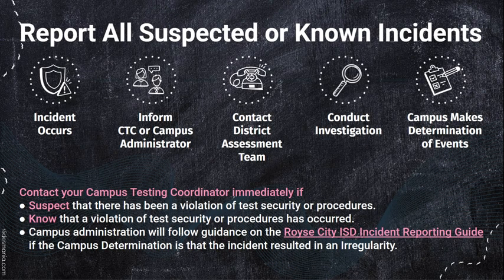Contact the campus testing coordinator immediately if you suspect that there has been a violation of test security or procedures, or if you know that it is a violation of test security or procedures. Campus administrators will follow the incident reporting guidelines if the campus determines that the incident resulted in an irregularity.